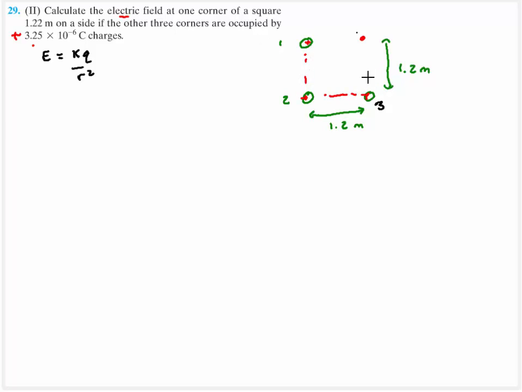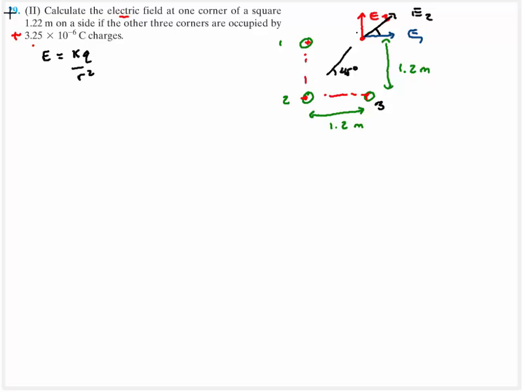That says the electric field is always going to be pointing away from them. So I would kind of draw my electric field 3 in that direction. I draw my electric field 1 in that direction. And then my electric field number 2 would be kind of coming off in that direction. And I know that this angle here is going to be 45 degrees because it's a square.